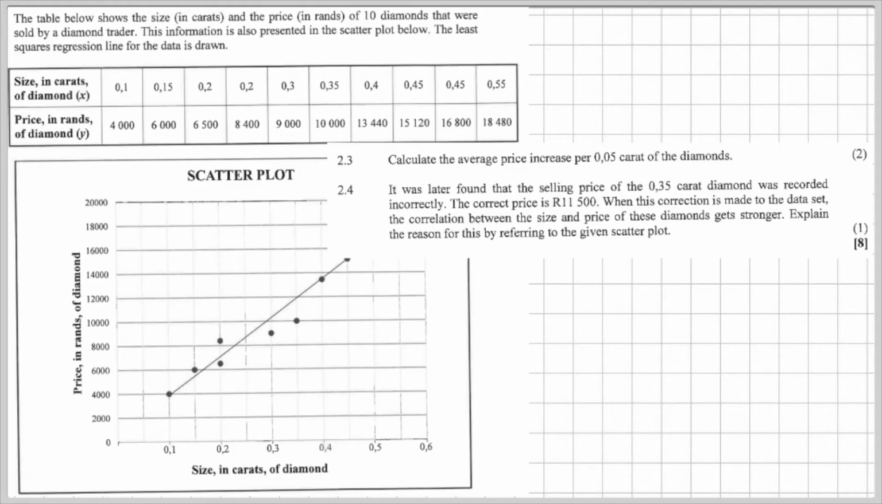This question, ladies and gentlemen, is a bit of a weird question, but I love it because it makes me think. Calculate the average price increase per 0.05 carat of diamonds. Now I'm seeing average price increase, so I'm thinking about gradient. But what is the gradient of that straight line? That gradient is 27,114.204 per 1 carat.